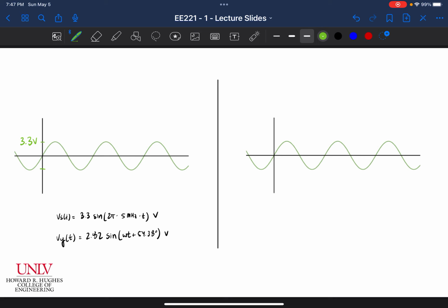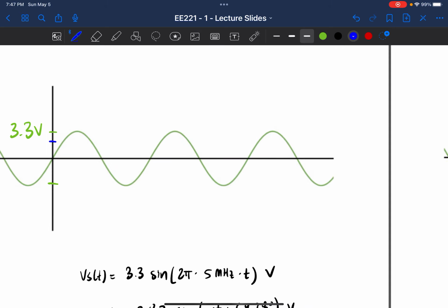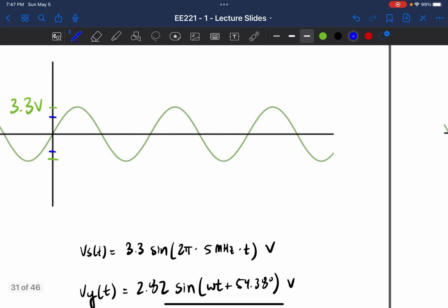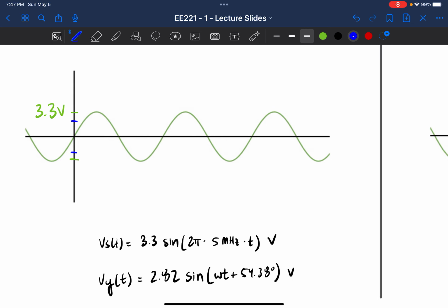Well, my Vy of t, I'm going to draw that one in blue. It has a little bit smaller of an amplitude, 2.82, so it's going to be slightly lower, maybe something like that. Probably not drawn great to scale, but let's look at that for now. That's the amplitude, but also notice that my signal has a phase shift here. It has a 54.38 degree phase shift, and because it's positive, that actually means that signal is going to occur 54.38 degrees shifted relative to my reference signal, or my Vs of t.